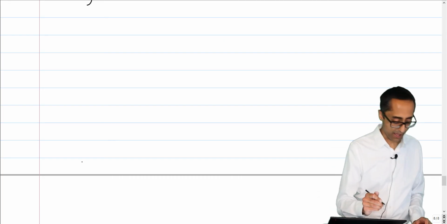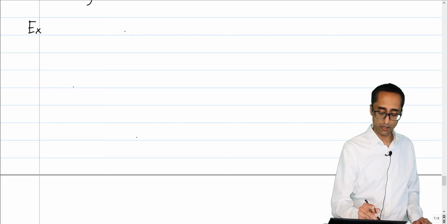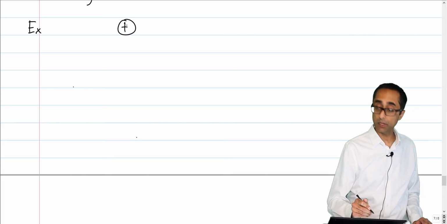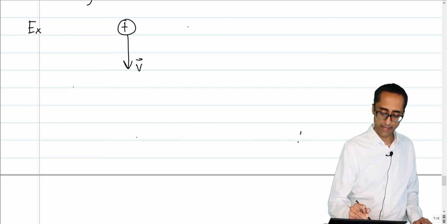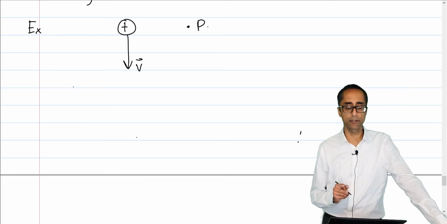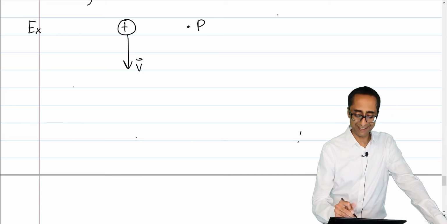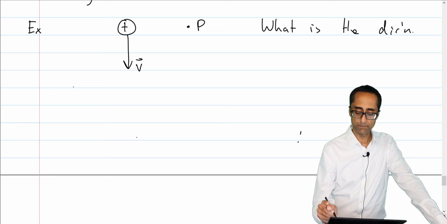Let's say that we have a Biot-Savart problem where we've got a plus charge here. It has a velocity in this direction, obviously downwards, and the point that we care about is P, located over here. And the question is, what is the direction of the magnetic field at P?